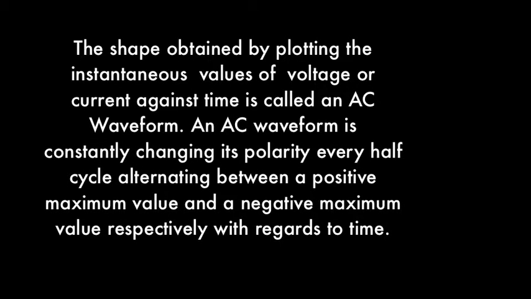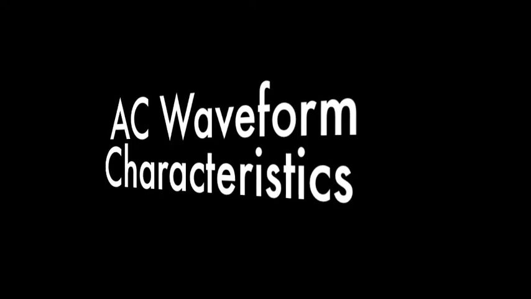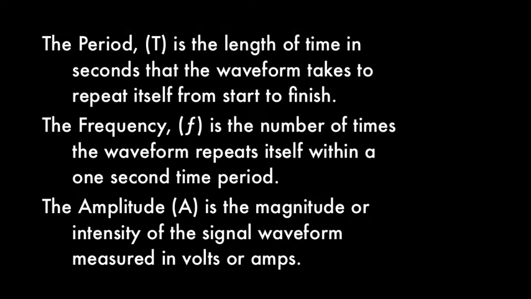The shape obtained by plotting the instantaneous values of voltage or current against time is called an AC waveform. This is constantly changing its polarity every half cycle, alternating between a positive max value and a negative max value, respectively with regards to time. The AC waveform has characteristics such as the period, the frequency, and the amplitude.